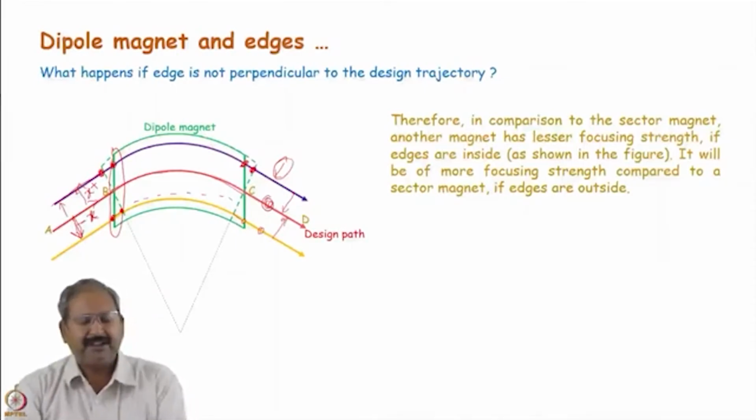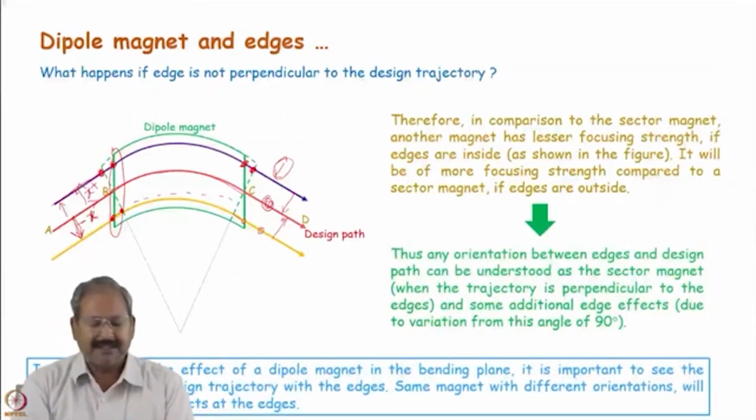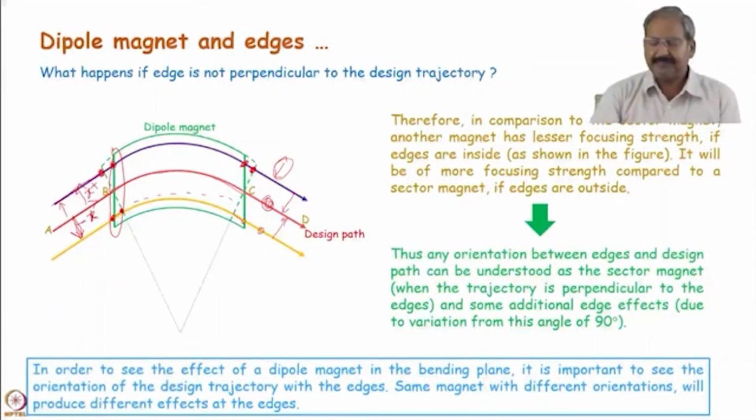So the orientation of the magnet, how the edges are oriented with the design axis, defines the amount of focusing at the edges, or the effect of the focusing on the edges. So geometrical focusing is affected by the orientation of the magnet. Now we will see what is the effect of these edges on the focusing. So this will produce different effects, so we will quantify those effects.